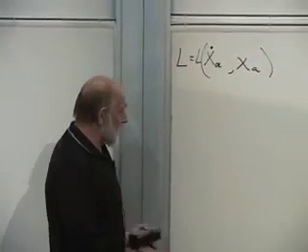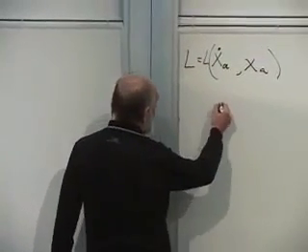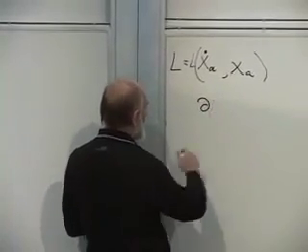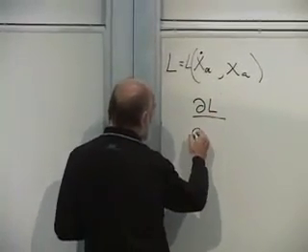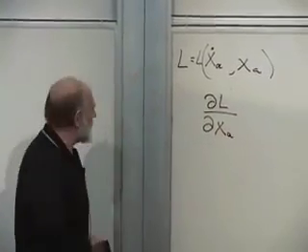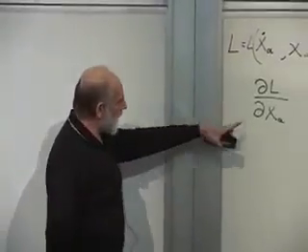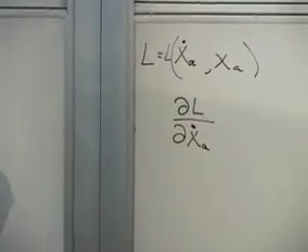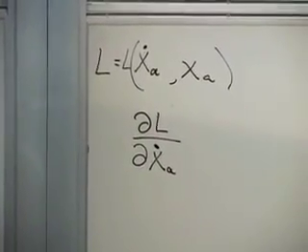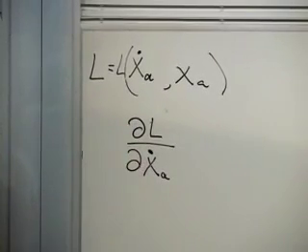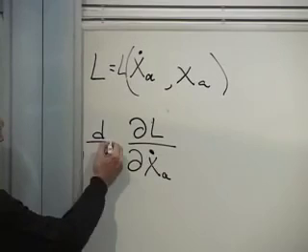Okay, let me just remind you what the Euler-Lagrange equations are. They say first differentiate the Lagrangian, L, with respect to the velocity of the a-th coordinate, not a-th as in 1, 2, 3, 4, 5, 6, 7, 8, but a-th as in little a. You take the Lagrangian and you differentiate it with respect to the derivative of the coordinate. In this case, there's only time derivatives. Then you differentiate that with respect to time.